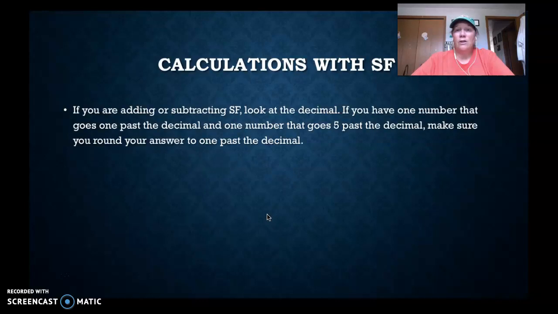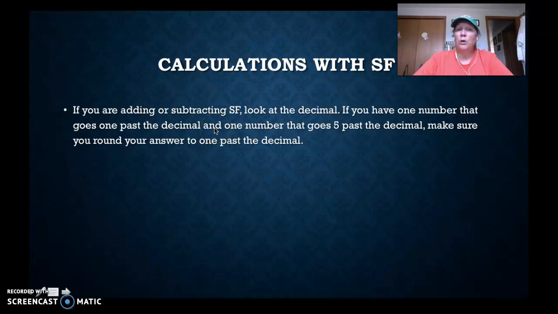Okay, if you're doing calculations, adding and subtracting significant figures, all you have to do is look at the decimal. If you have a number that goes 1 past the decimal, like 19.4, and you add it to one that goes 5 past the decimal, 6.29734, you're going to add them together like you normally would, then you look at your answer. Since the first one only goes 1 past the decimal, you have to round your answer so it goes 1 past the decimal. It's not the one that goes the farthest, it's the one that goes the least far.